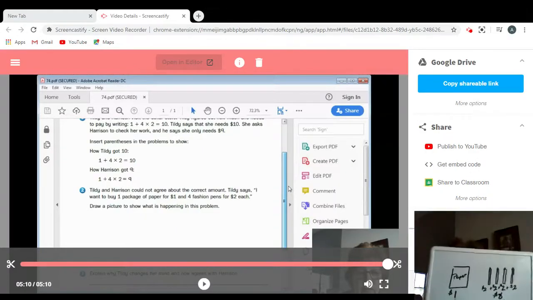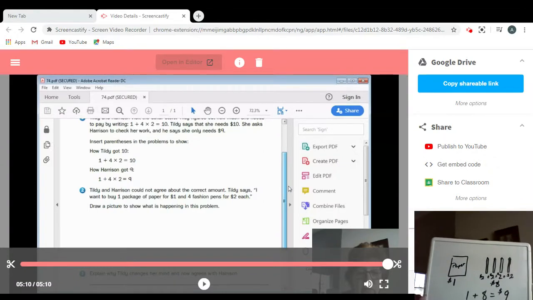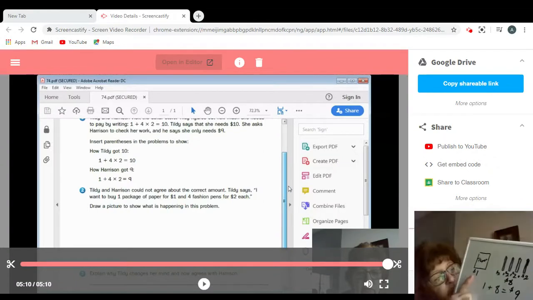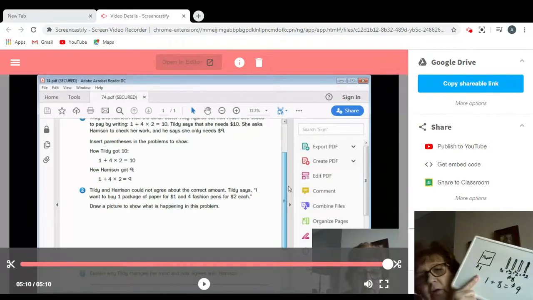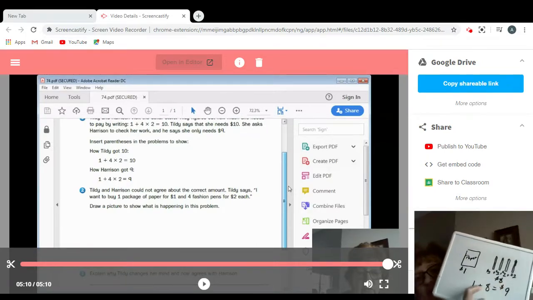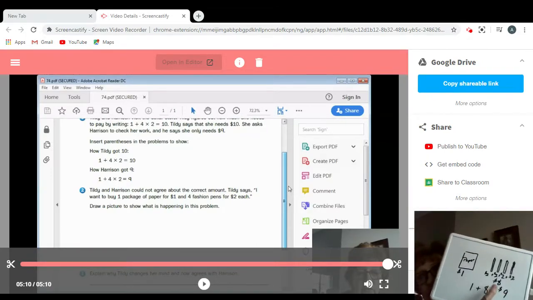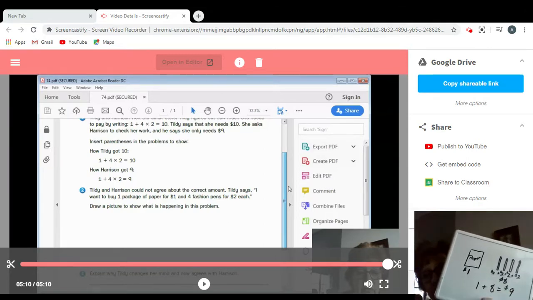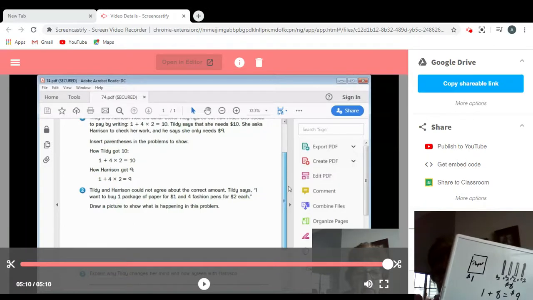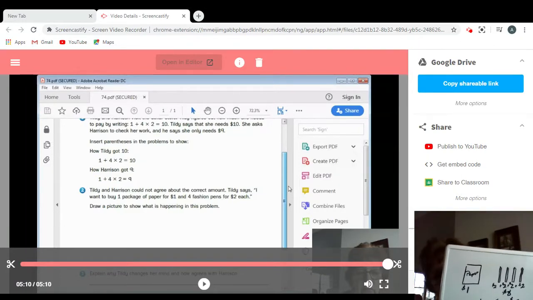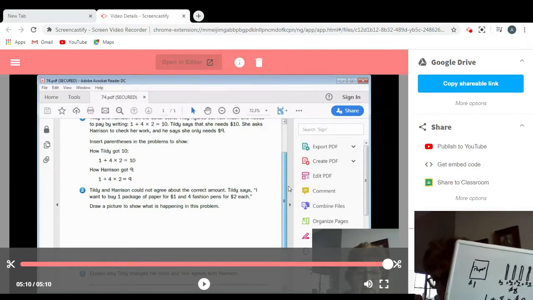All right, so here is my picture that shows. So we have a picture of the paper with $1. And then I put her 4 fashion pens, $2 each, so 2 plus 2 plus 2 plus 2, which equals 8. So then I have 8 plus 1 equals 9. So this shows that Harrison actually had the right answer with that.